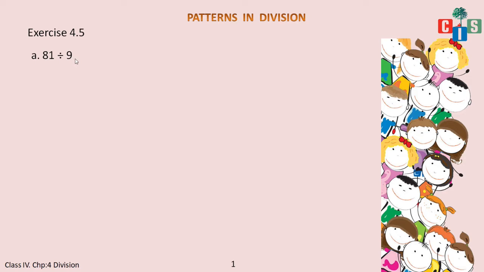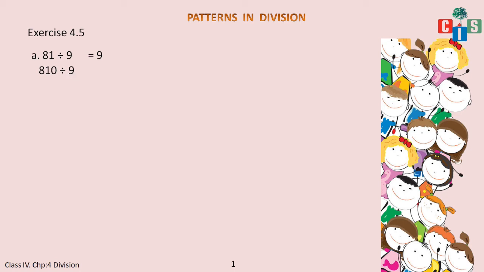So students, how many times 9 is multiplied by what that you get 81? It will be 9, because 9 times 9 gives you 81. Now the second one is 810 divided by 9. Observe the difference between the first example and the second example. The dividend, that is 810, has 0 in the units place, and the divisor is the same.